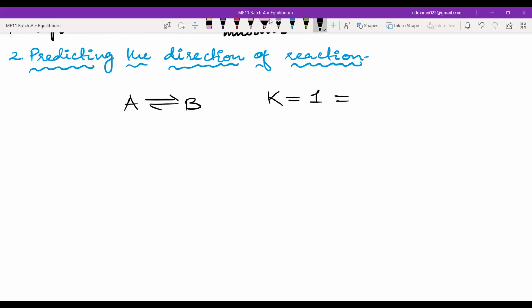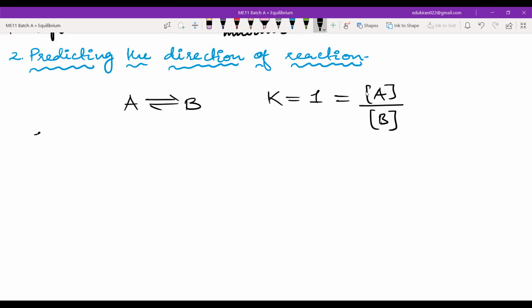That means what? It means that at equilibrium, that means after a very long time, it doesn't matter what I'm starting with. I'm starting with 20,000 moles of A, or I'm starting with 2 moles of B. After a long time, the number of moles of A should be equal to the number of moles of B. Yes or no, guys? Yes, sir.